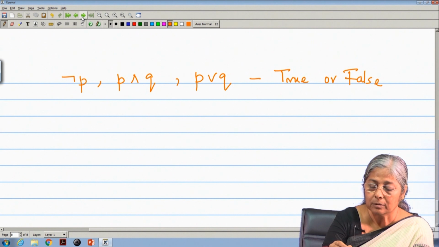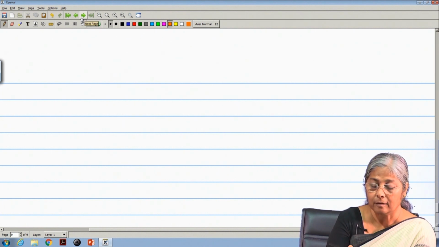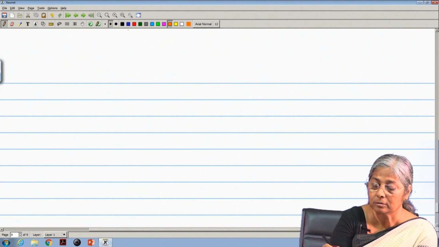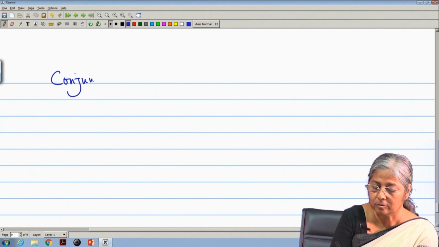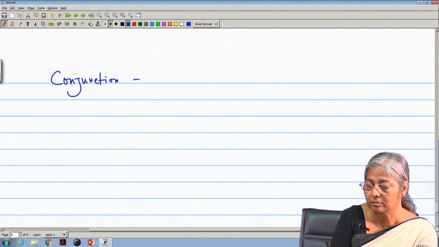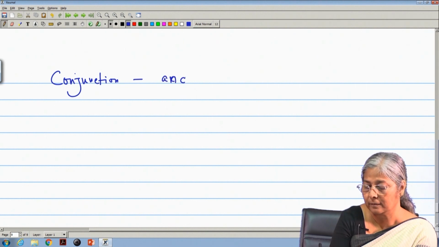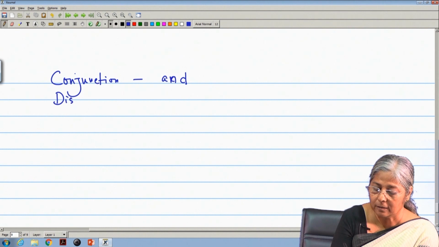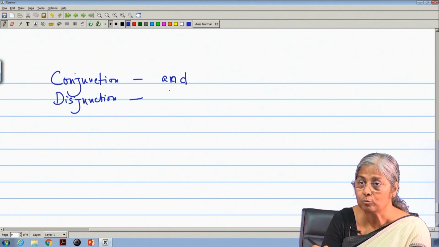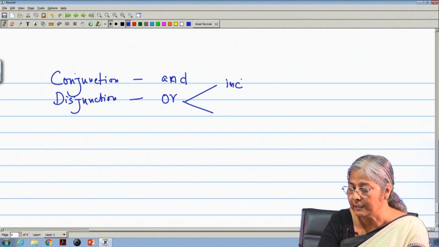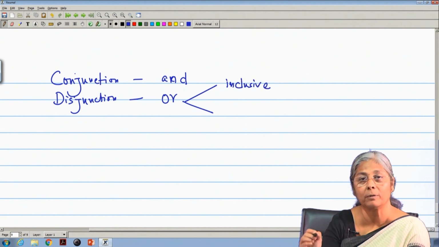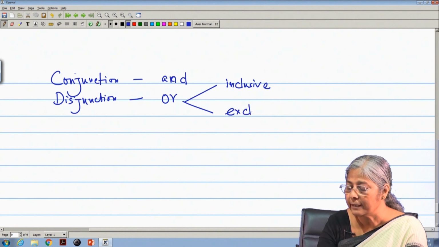Now, we can tell that this conjunction is "and". Conjunction is "and". Disjunction is of two types. Normally we call it "or", which is either the inclusive OR, what is our normal OR, or another one called the exclusive OR.